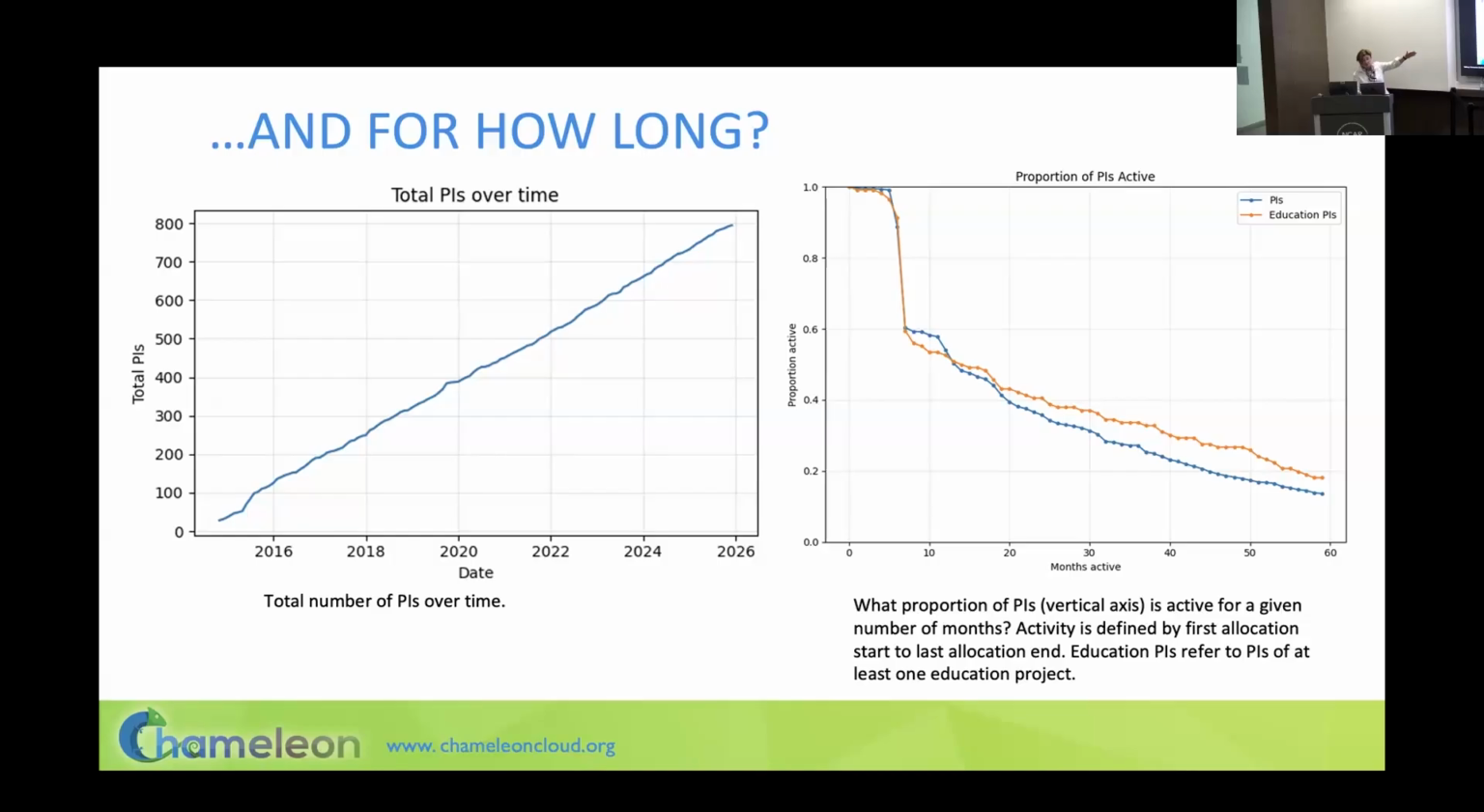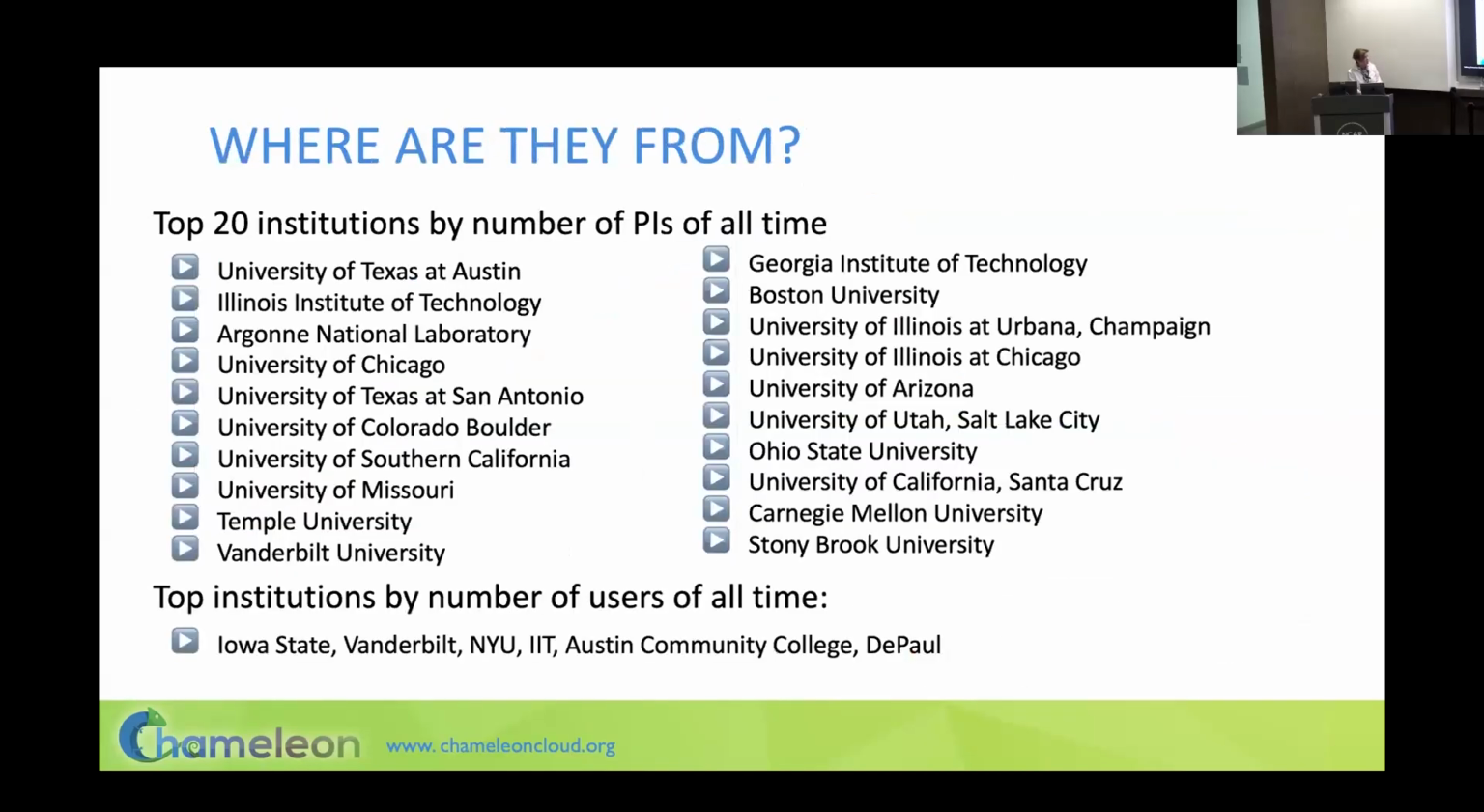There is a substantial drop-off after 6 months. So for some PIs, 6 months is the limit of your first allocation on Chameleon. So many people just fit within that allocation, and then many of them just keep coming back.